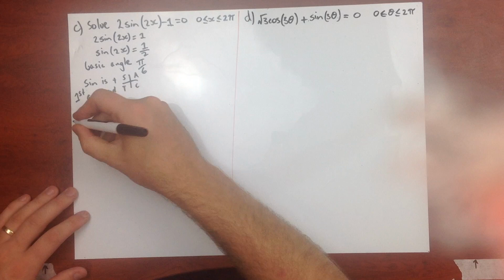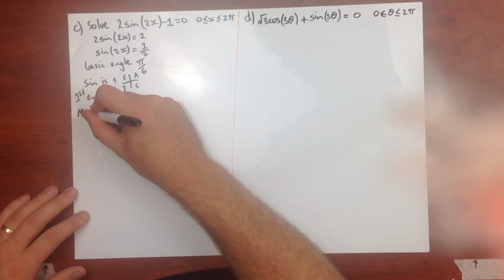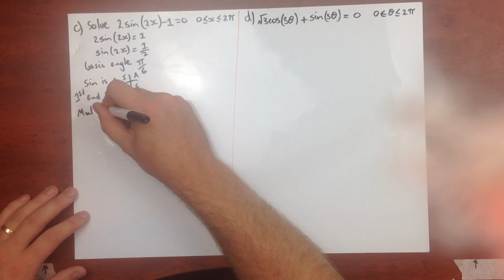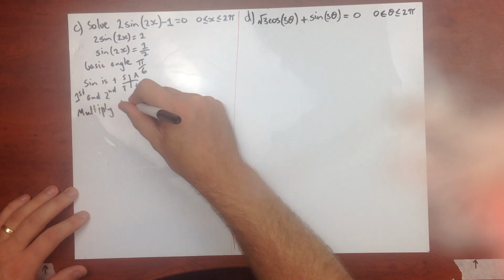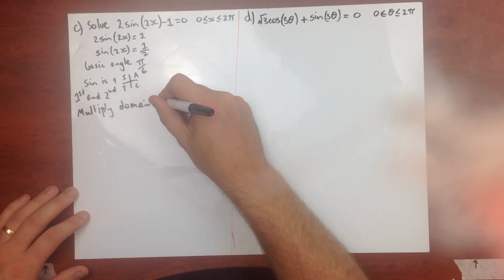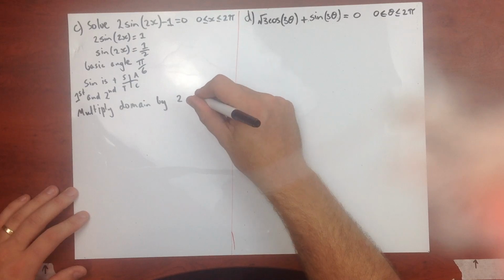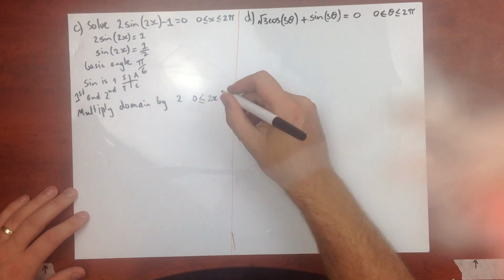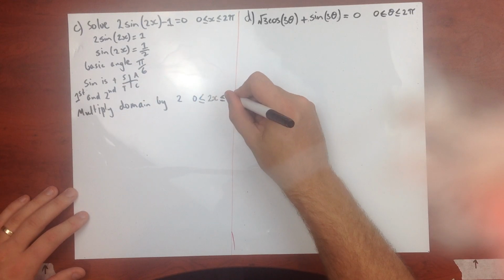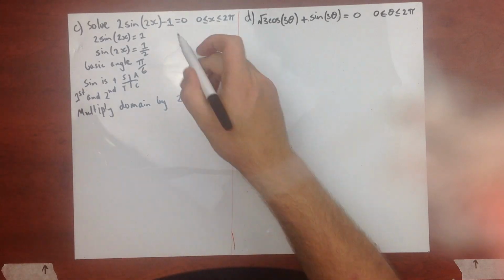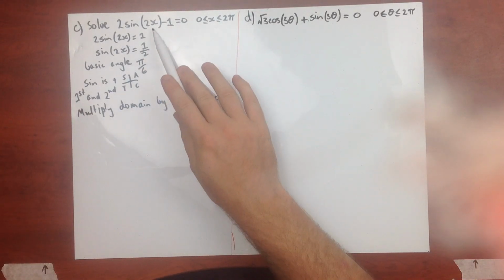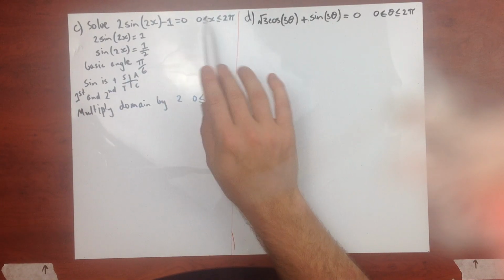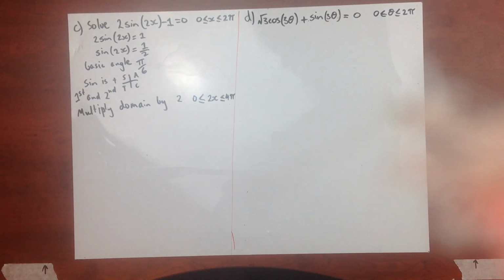Now what we do is we actually multiply the domain by 2. So we're now looking for solutions from 0, and if you like, we can put 2x, up to 4 pi, because we weren't just looking for x. If x is between 0 and 2 pi, then 2x is going to be between 0 and 4 pi. So we're going to get more solutions.